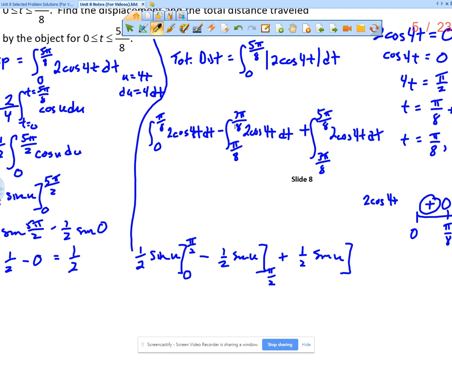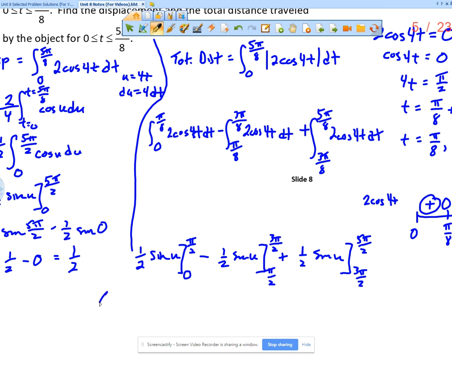What about the upper one? This is 3 pi over 8. So 3 pi over 8 times 4 is going to be 12 pi over 8, or 3 pi over 2. They're both divisible by 4. And then the last one, we already got the bottom one, 3 pi over 2. And the top one, 5 pi over 8 times 4 is going to be 5 pi over 2. So now, once again, we just need to plug in.